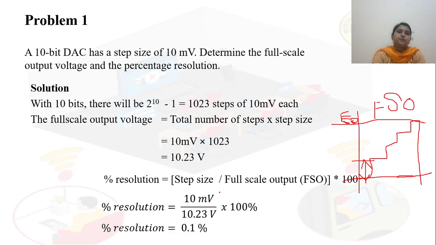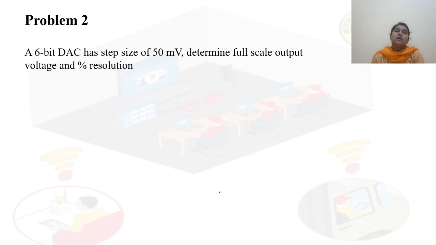Next problem. A 6-bit DAC has a step size of 50 millivolt. Determine full scale output voltage and percentage resolution. In this problem, the DAC is a 6-bit DAC with a step size of 50 millivolt, and we should find the full scale output voltage and the percentage resolution.